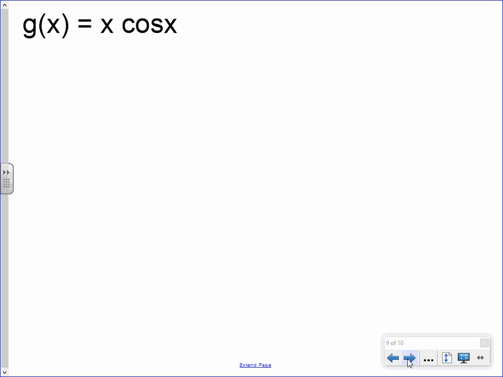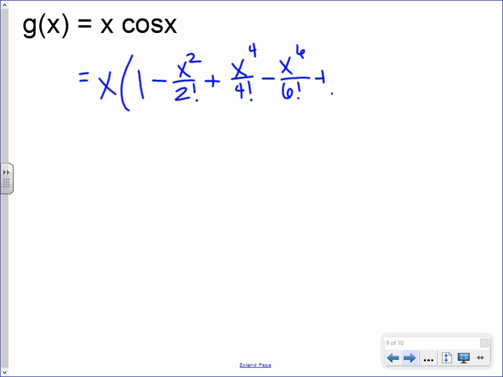Okay, so this is x times cosine of x, right? So we have x times, our cosine was 1 minus x squared over 2 factorial plus x to the 4th over 4 factorial minus x to the 6th over 6 factorial. All the way, our general term was negative 1 to the n, x to the 2n over 2n factorial. So all we have to do is multiply that x through.